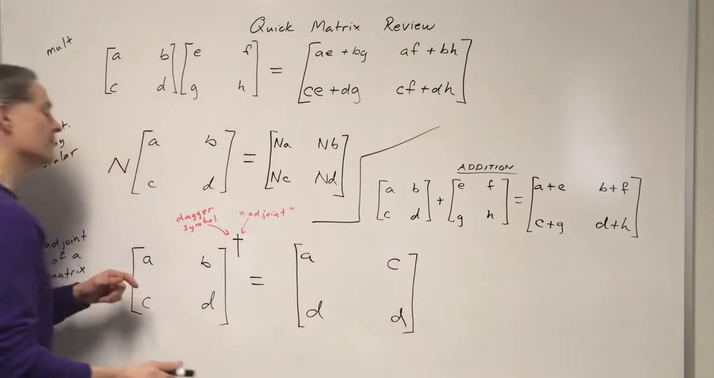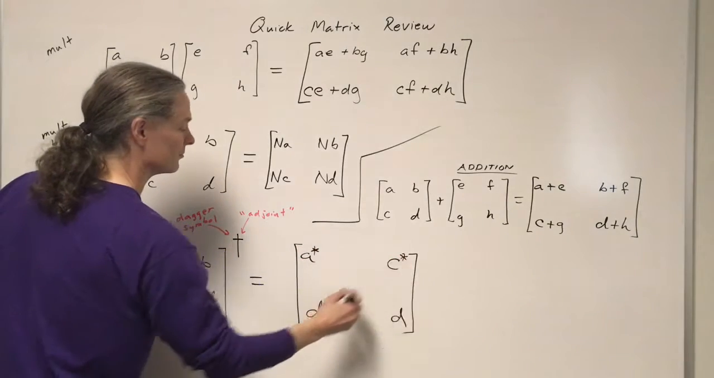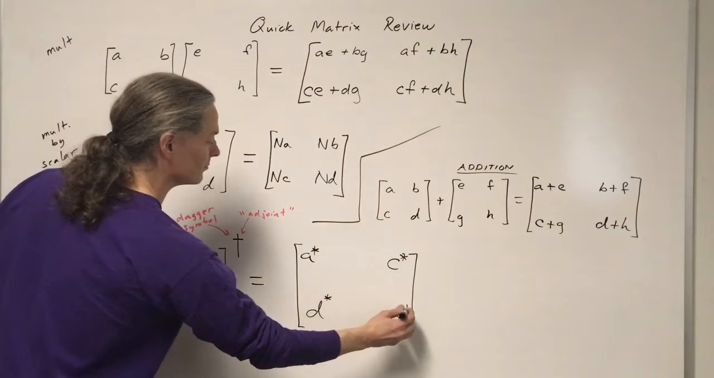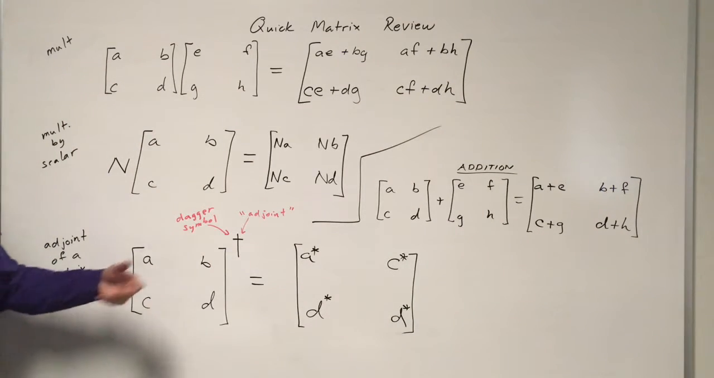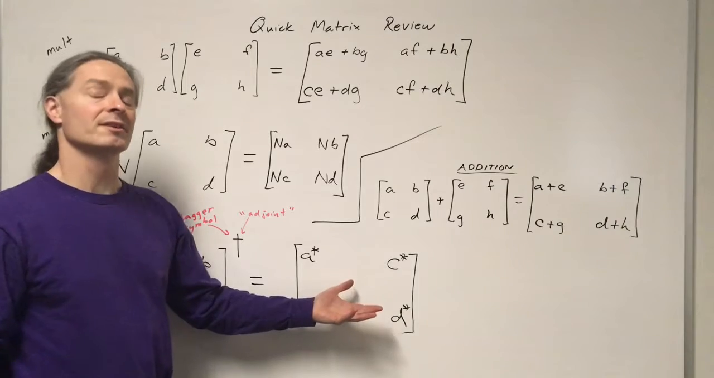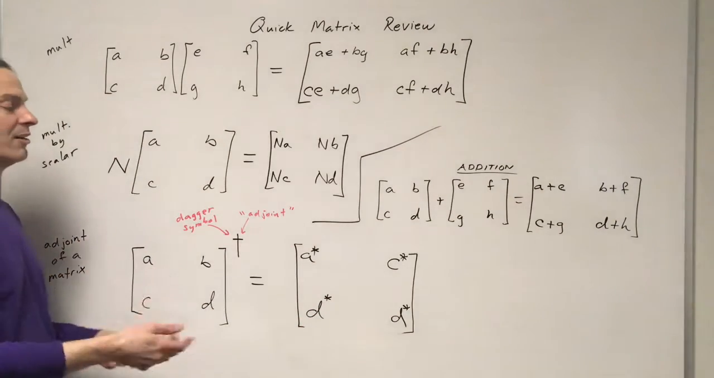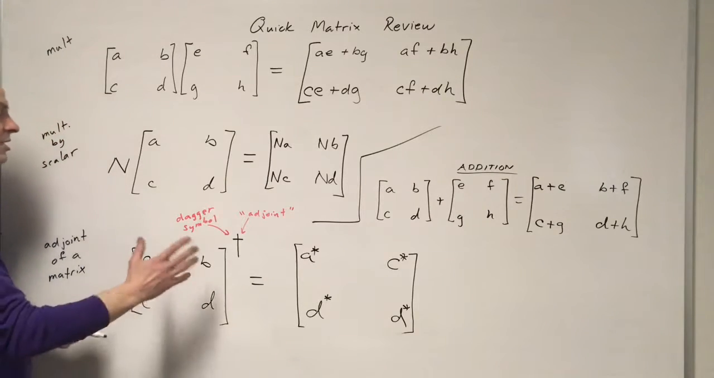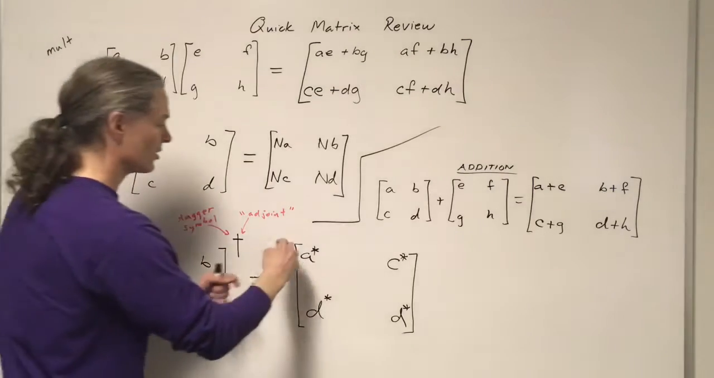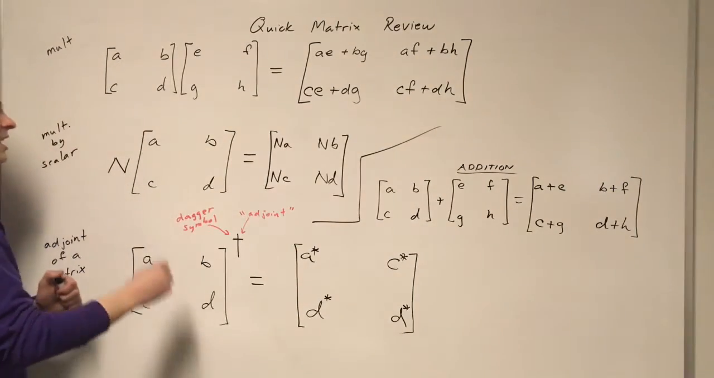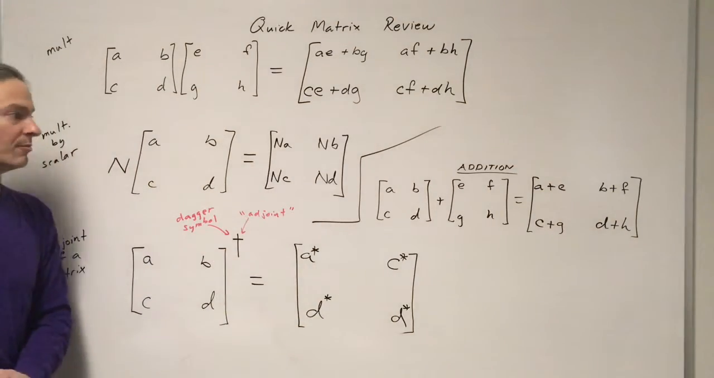Now I'm not done. I also need to take the complex conjugate. In the event that you have real numbers, the complex conjugation does nothing to them because real numbers are self-conjugate. But in general, you may have imaginary or complex numbers. Taking the adjoint involves flipping everything along the diagonal and also taking the complex conjugate of all the elements.